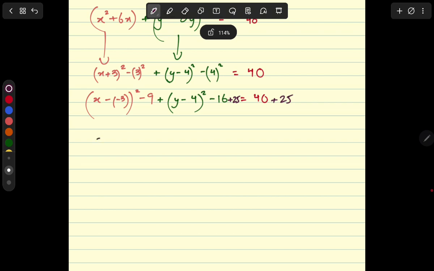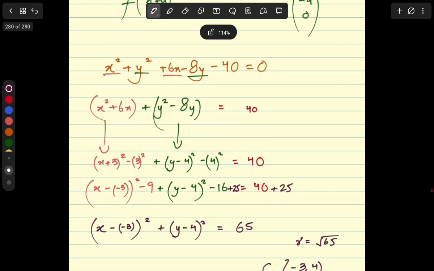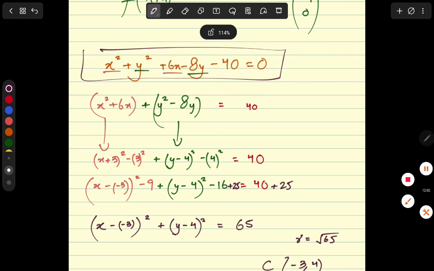So now my final equation is going to be (x minus 3) whole square plus (y minus 4) whole square is equal to 65. Now I can see that my radius is square root of 65. My center of this circle is 3 comma 4. So we applied the already learned concept of completed square form to use the given equation to find the center and radius of the circle.